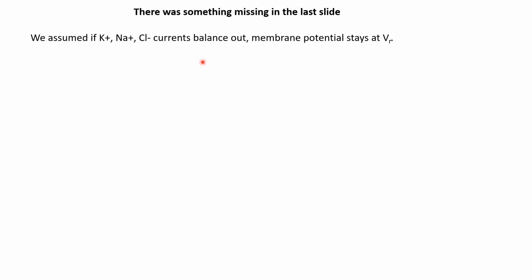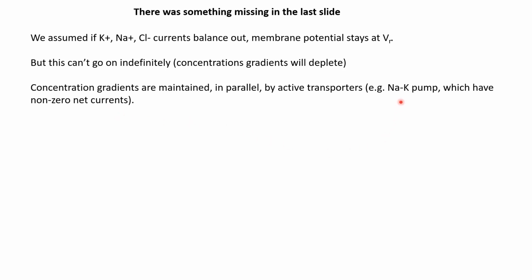But even when that happens, the individual currents are non-zero, which means that the potassium ions, sodium ions, and chloride ions continue to move even though the membrane potential is not changing and is remaining at the value VR. And this situation cannot continue for too long because the concentrations of these ions will start to deplete eventually. We also know that there are active transporters on the membrane, such as the sodium-potassium exchange pump, which move the ions by consuming energy and maintain the gradients. And we have not taken these pumps into account yet.